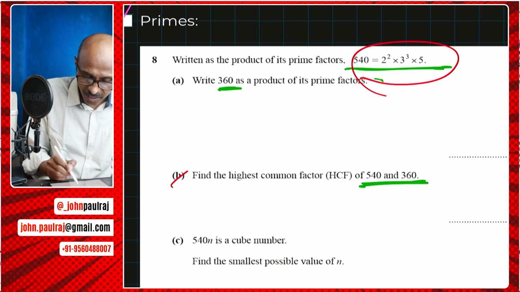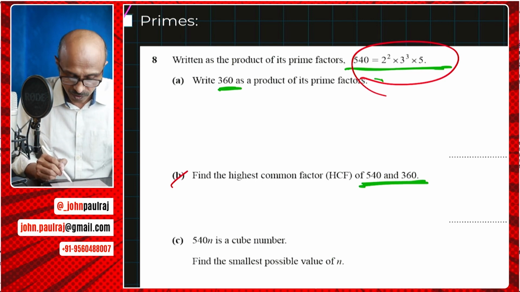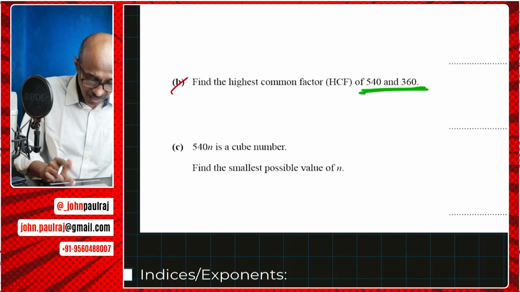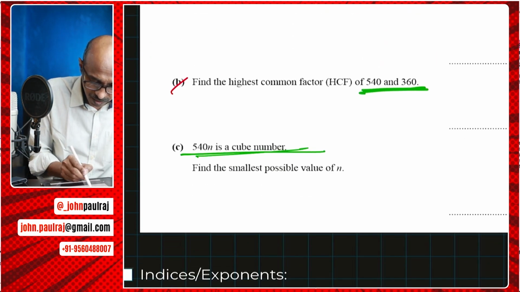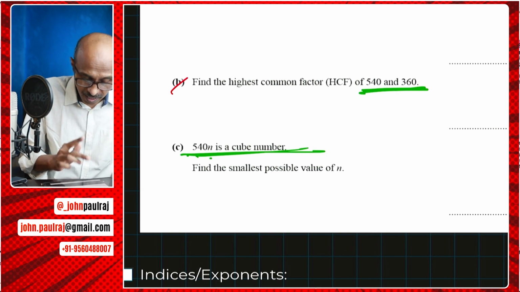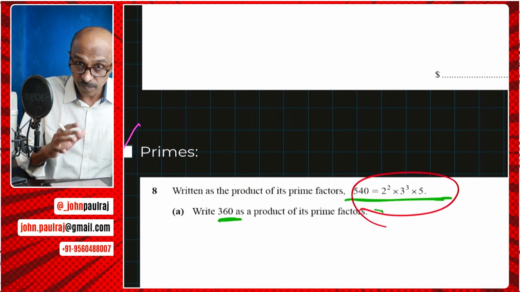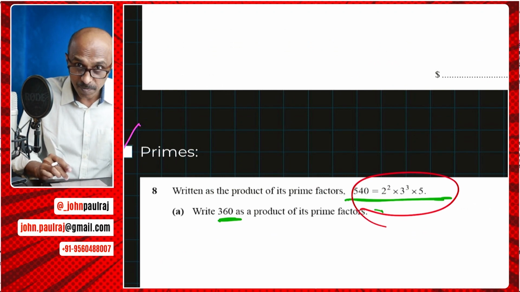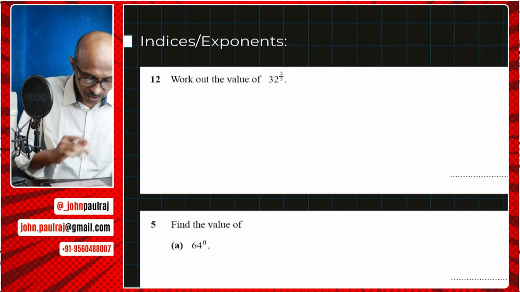And then they've gone on to say, find the HCF of 360 and 540, one of which is already given. And there they've also given another question that flows from there. 540 times n is a cube number. Find the smallest possible value of n. Again, making use of product of prime factors. Cool. So I put my bet on primes for tomorrow.